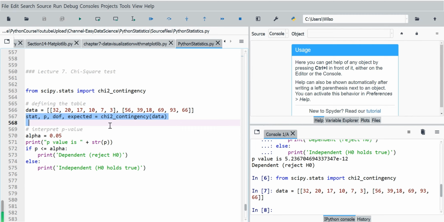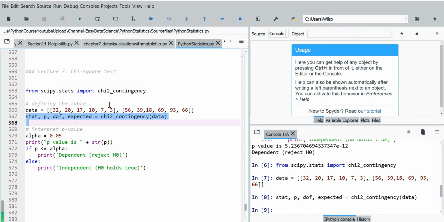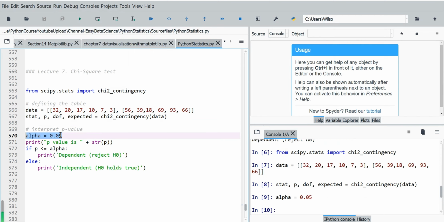chi2_contingency(data). Then this is the output for the test statistic, p-value, the degrees of freedom, and the expected values. We also set alpha to 0.05. This 0.05 is the most widely used significance level in chi-square test. Next we print out the result.